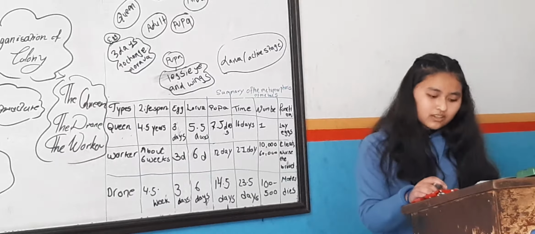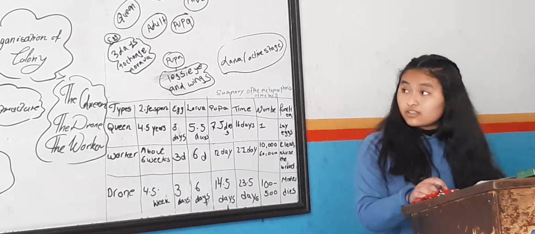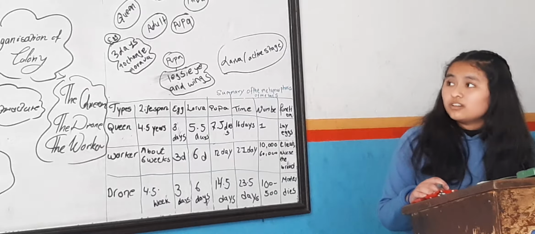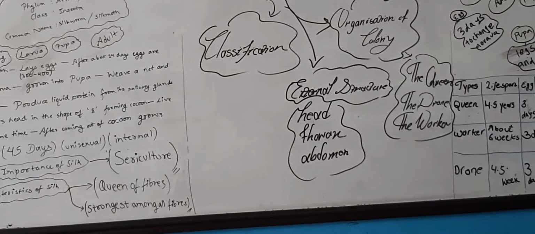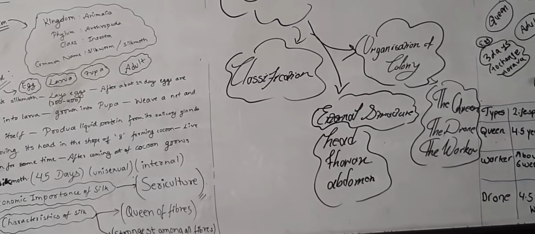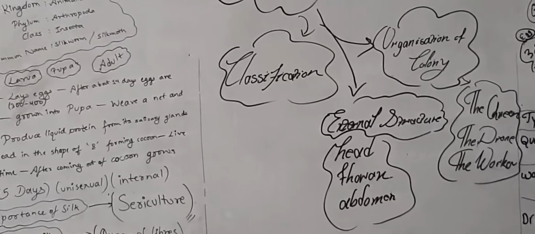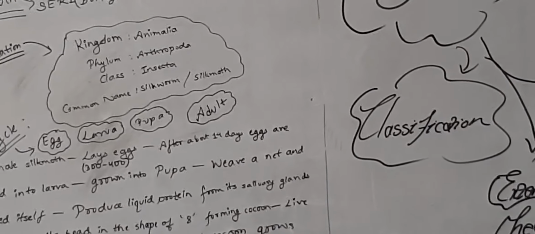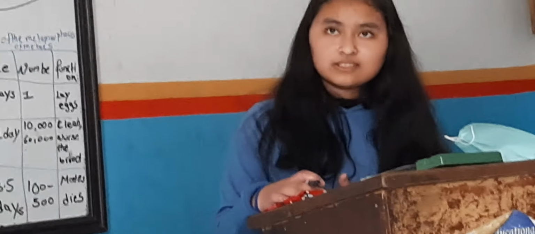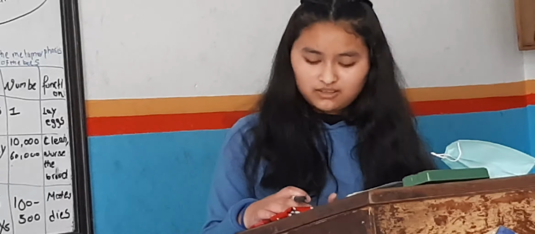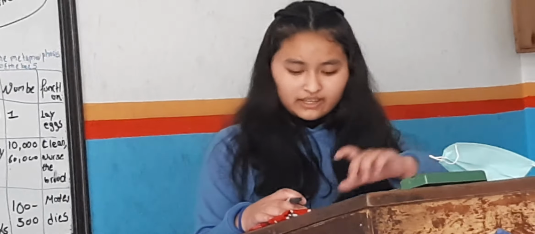The classification of silk moth is given below. Kingdom Animalia, phylum Arthropoda, class Insecta, and it has 2 names, that is silkworm and silk moth. External structure of silkworm. It is creamy white in color. It is about 2.5 cm in length, and it is shining in nature.